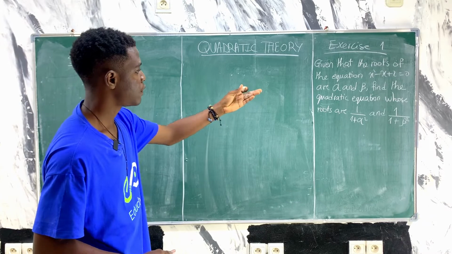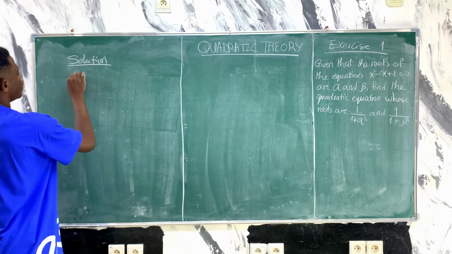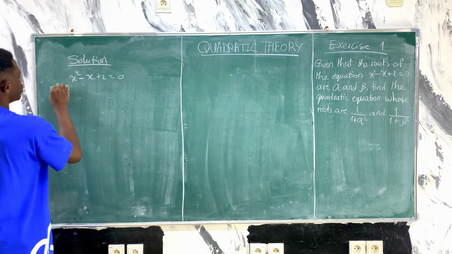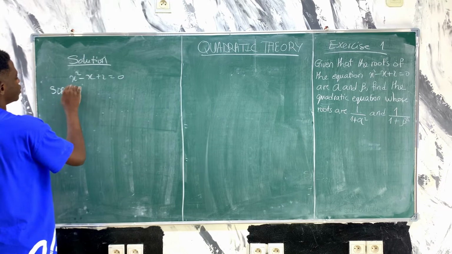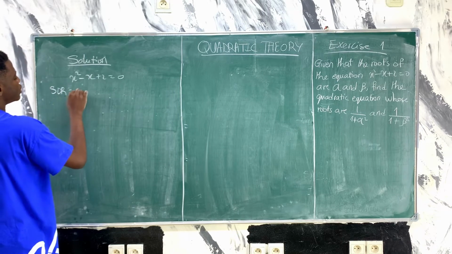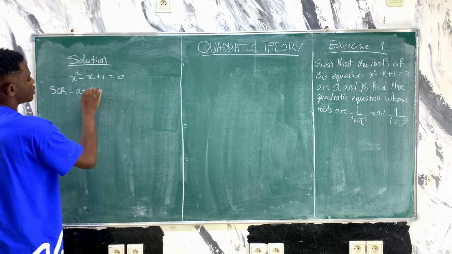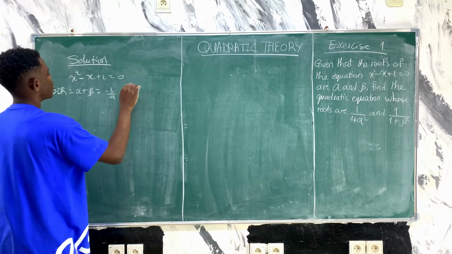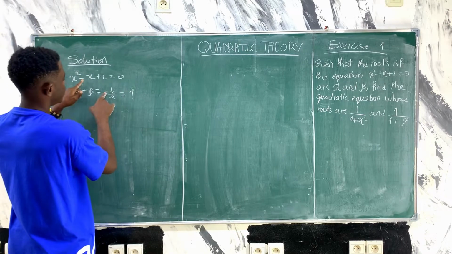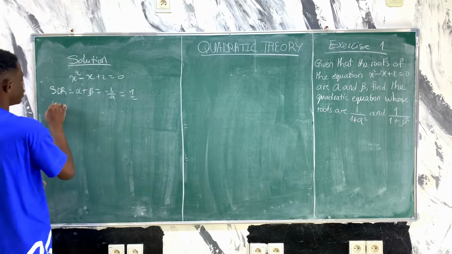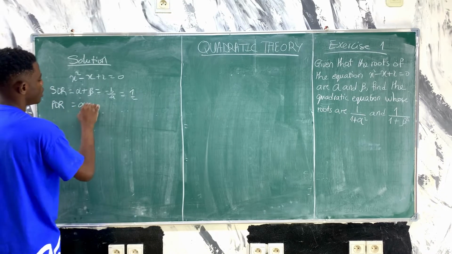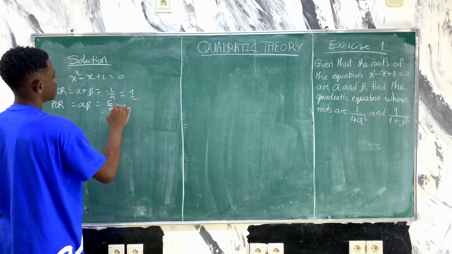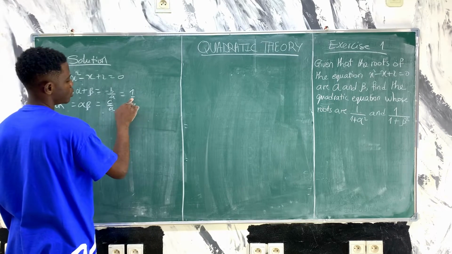So the roots of that equation are alpha and beta. Let's copy back the equation: we have x squared minus x plus 2 equals 0. Sum of roots: alpha plus beta is equal to minus b on a, which is equal to 1. Product of roots: alpha beta is equal to c on a, which is equal to 2.